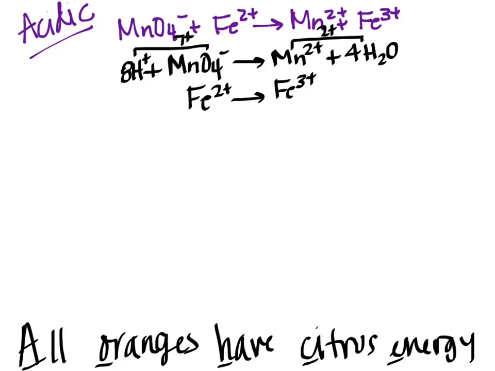We have 7, so I need to get down to 2. So I'll add 5 electrons on the reactant side.